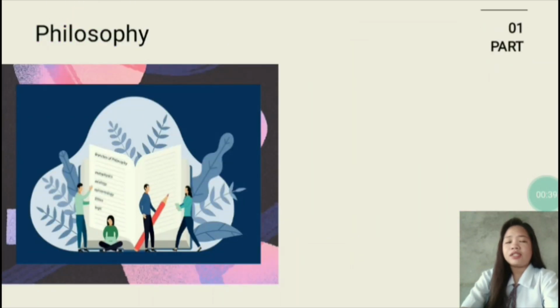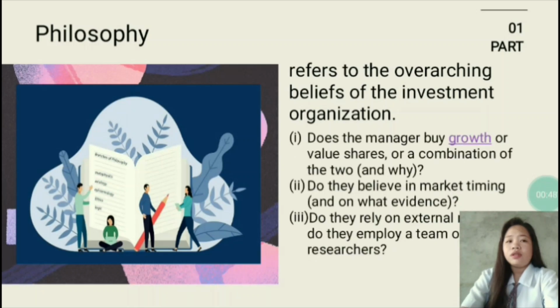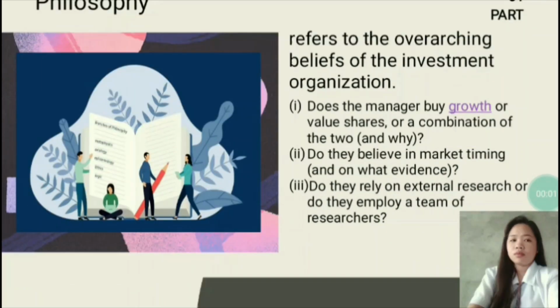The first P is philosophy. It refers to the overarching beliefs of the investment organization. Some sample questions are: does the manager buy growth or value shares, or a combination of the two, and why? Do they believe in market timing, and on what evidence? And lastly, do they rely on external research or do they employ a team of researchers?